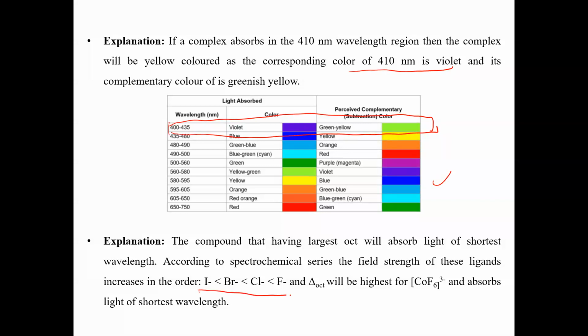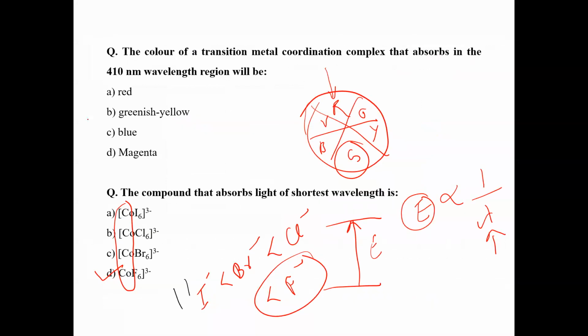And what about this one? I have explained. You have to just keep these ligands in order according to the spectrochemical series, and you will be getting the answer. So the highest will be for this one. So greenish yellow, that is option B, is the right one. Okay.